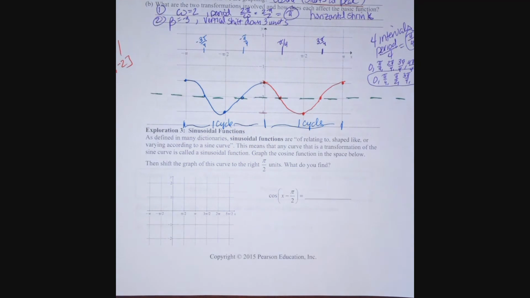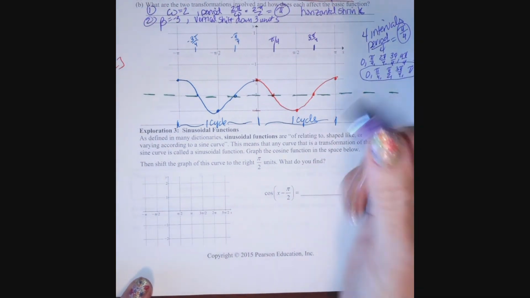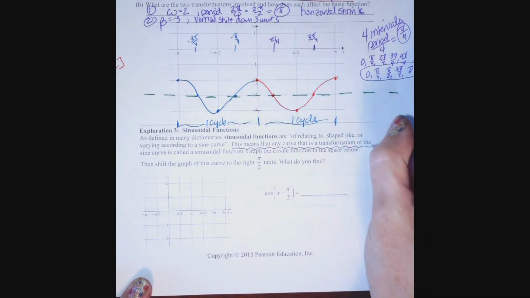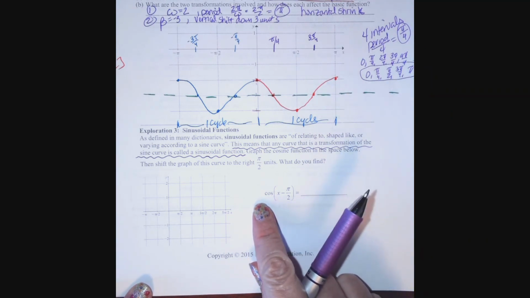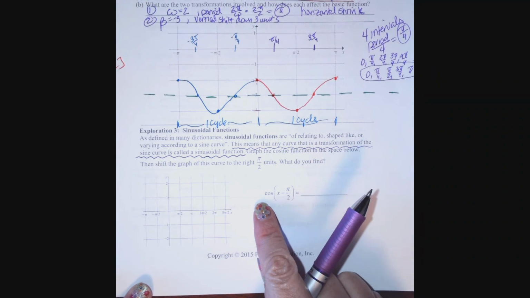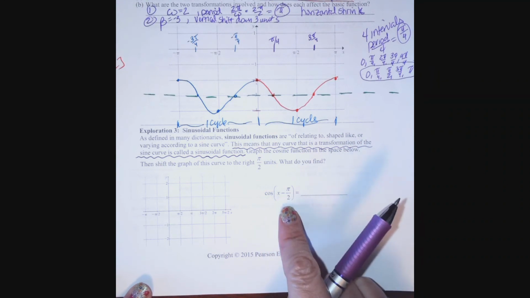Okay, excellent. Let's look at sinusoidal functions for exploration number 3 and see what it has us doing. As defined in many dictionaries, sinusoidal functions are of, relating to, shaped like, or varying according to a sine curve. This means that any curve that is a transformation of the sine curve is called a sinusoidal function, whether it's sine or cosine. Cosine fits that definition. So we're going to take our basic parent function graph, y equals cosine x, and shift it to the right pi halves units.